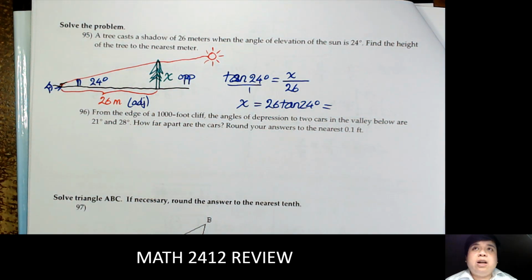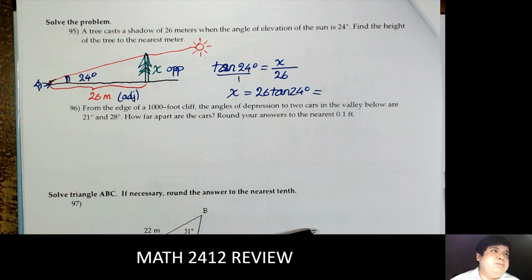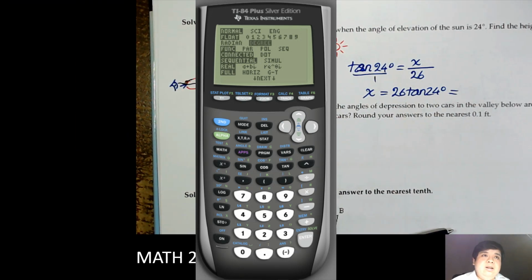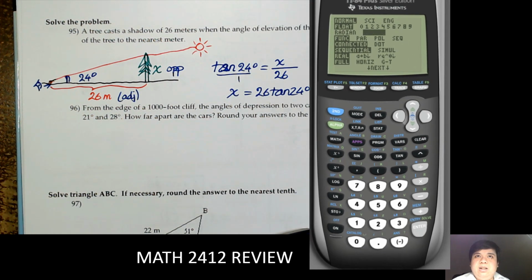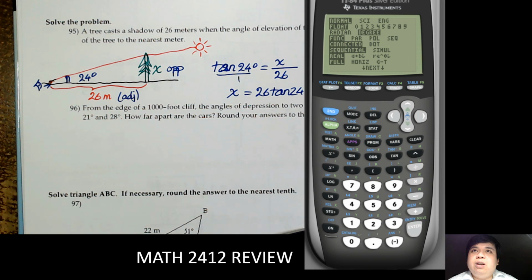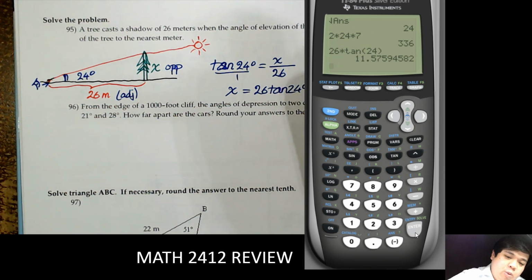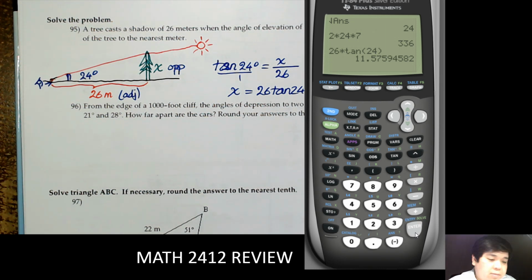Just make sure that it is in degree mode. So keep the calculator in degree mode. So 26 times tangent of 24 degrees, and that is 11.57 something. I will round that to 12 meters.